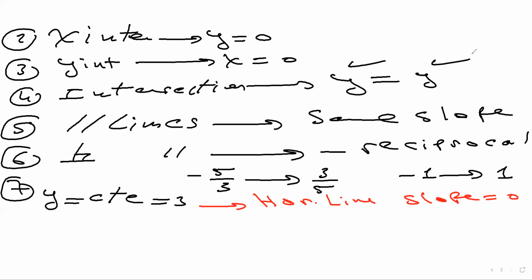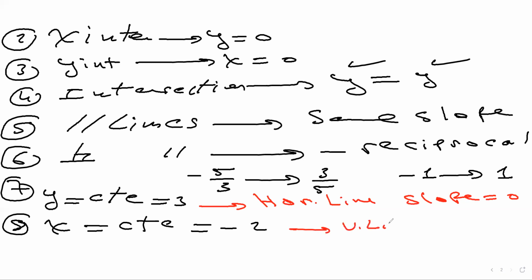And when we have x equals a constant, let's say, for example, -2, it means I have a vertical line. And I can't find the slope. The slope is what, guys? Undefined. The slope is undefined. Is that clear for all?